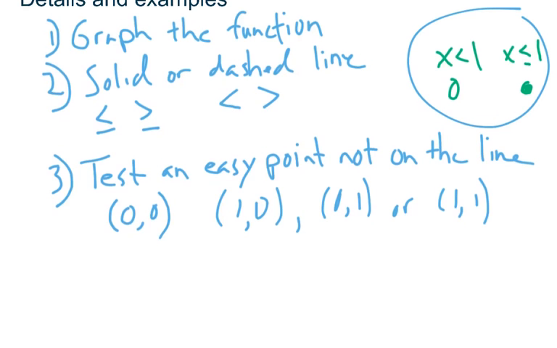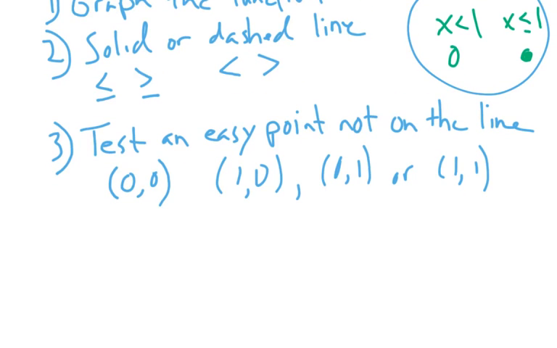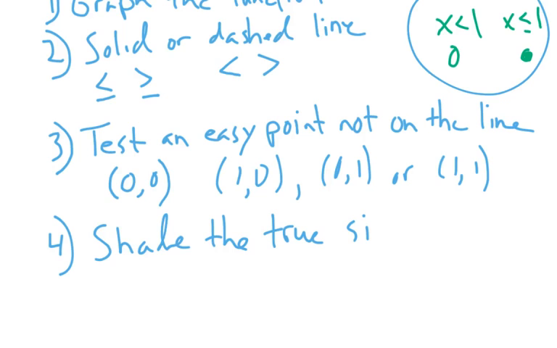And what's going to happen is you test a point, and then you're going to, step 4, shade the true side. So we're going to take the coordinate plane and we're going to cut it in half. One side will be the true side, the other side is the false side. So when you test a point, if it doesn't work, that's the false side, meaning the other side is the true side. So what we're going to do now is run through some examples.